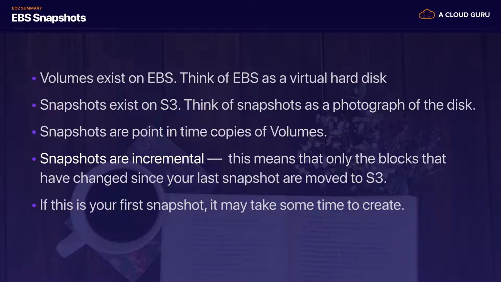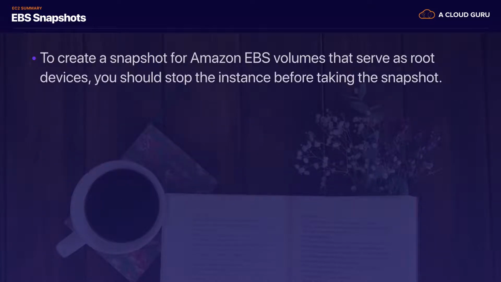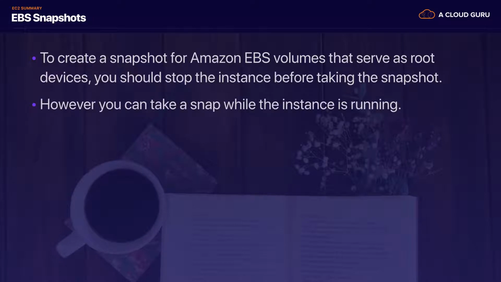And if you take a snapshot for the first time, it may take some time to create. That's because it's doing its very first one, but then it will only replicate the deltas if you take a second snapshot, so it's only going to replicate the changes. To create a snapshot for Amazon EBS volumes that serve as root device volumes, you should always try and stop the instance before taking the snapshot. That will give you a consistent snapshot, but that is optional. You can take snapshots on running instances as well.